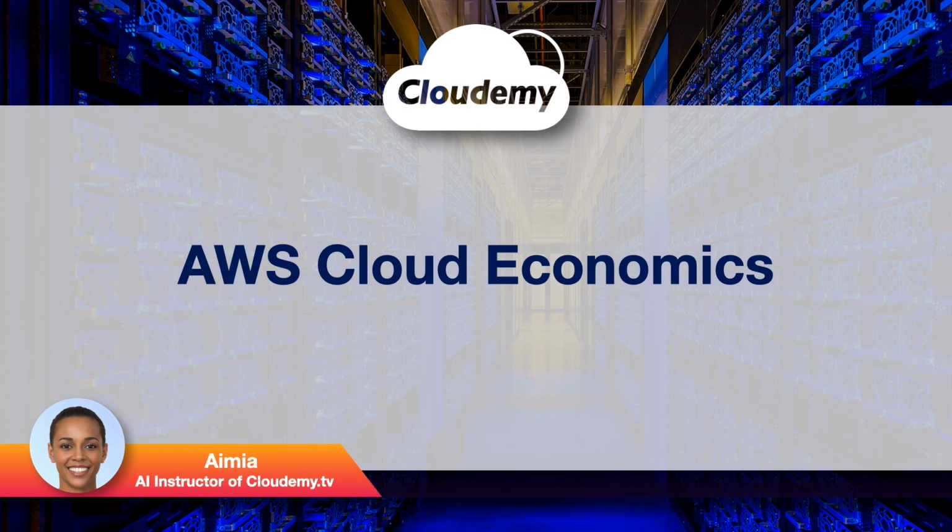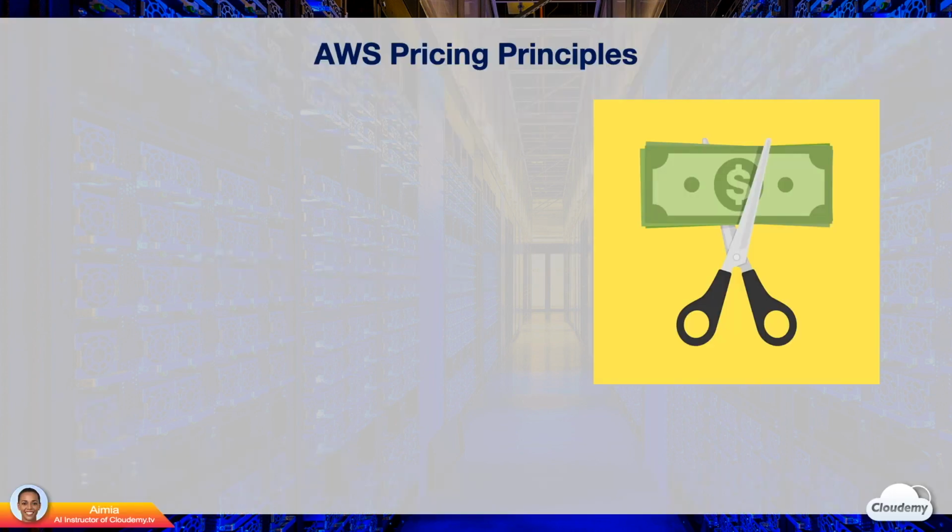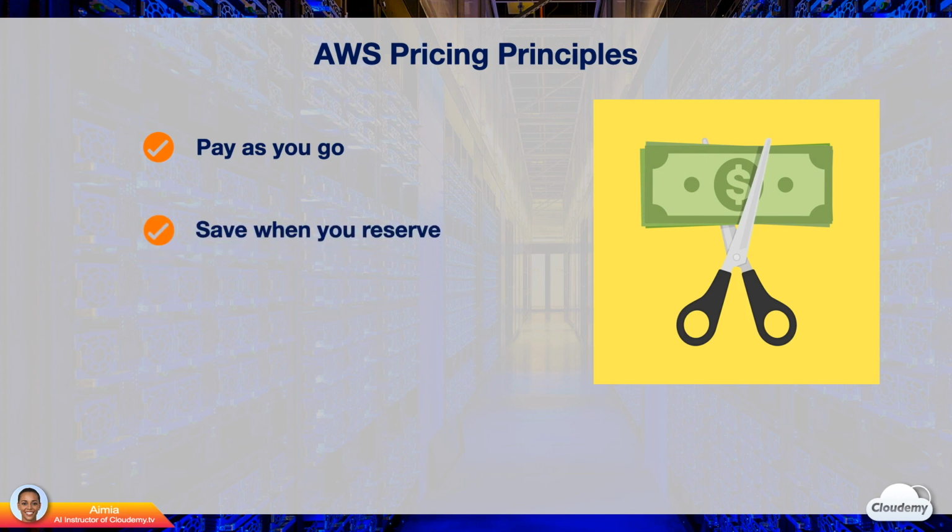In this episode, we're going to look at AWS Cloud Economics and how it's different from traditional data centers. With AWS, you only pay for the services you use, without requiring long-term contracts or complex licensing. You can cancel most AWS services anytime without any cancellation fee. Here are 3 AWS pricing principles. AWS offers you pay-as-you-go, save when you reserve, pay less by using more.